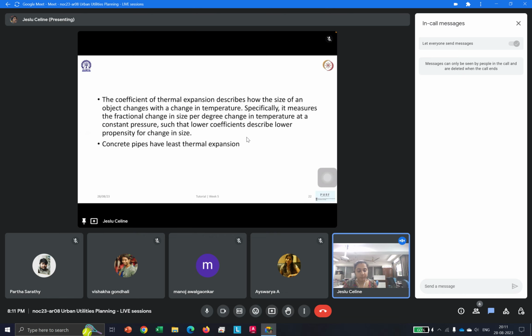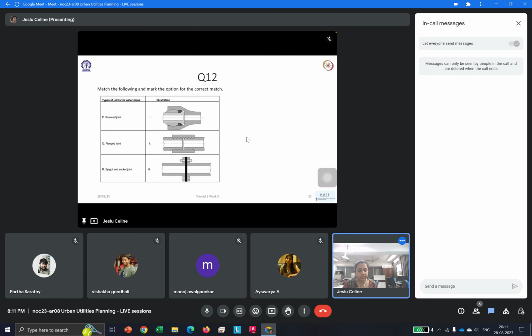So we have this over here. The coefficient of thermal expansion describes how the size of an object changes with change in temperature. That's what I was explaining before, the deformation. For concrete pipes, the deformation or thermal expansion is least, so it does not deform much. So this is a material property. There's nothing to think much in this, so we'll proceed to the next question.